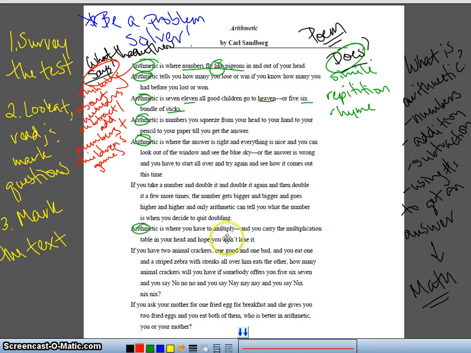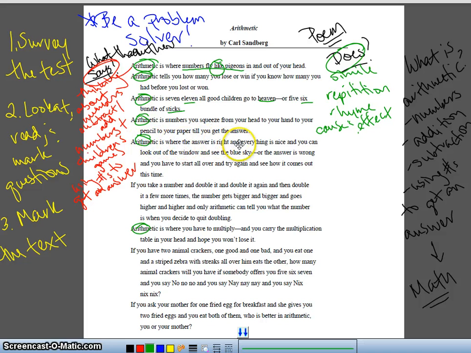The next thing I'm going to take a look at is "arithmetic is numbers you squeeze from your head to your hand to your pencil to your paper until you get the answer." We talked about that a little bit earlier, but it's using numbers to get an answer. In terms of what the author is doing, it's helping you follow. So this really is a great example of cause and effect. You're taking it from your head to your hand to your pencil to your paper.